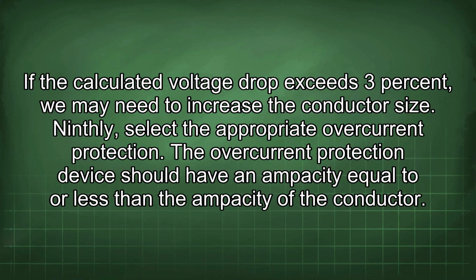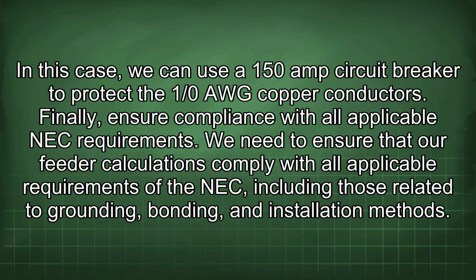Ninthly, select the appropriate overcurrent protection. The overcurrent protection device should have an ampacity equal to or less than the ampacity of the conductor. In this case, we can use a 150 amp circuit breaker to protect the 1/0 AWG copper conductors.